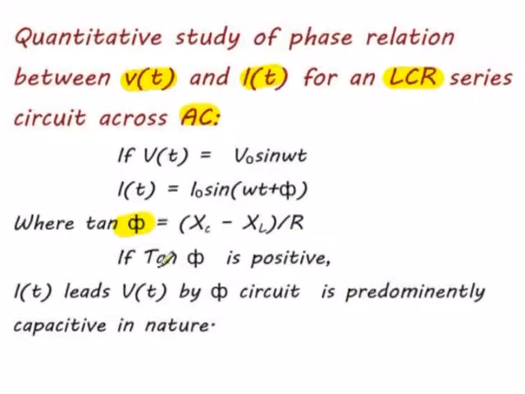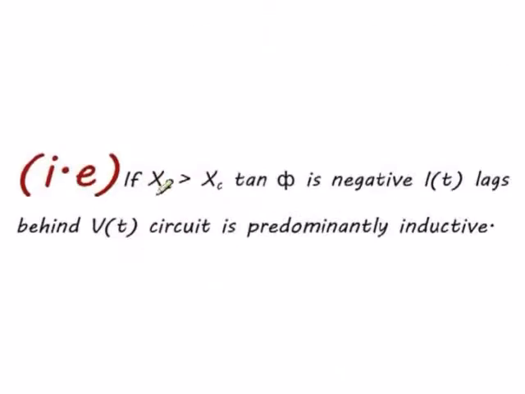If tan phi is positive, then it implies I at t leads V at t by phi, and the circuit is predominantly capacitive in nature. If XL is greater than XC, tan phi becomes negative. That is, I at t lags behind V at t and the circuit is predominantly inductive.